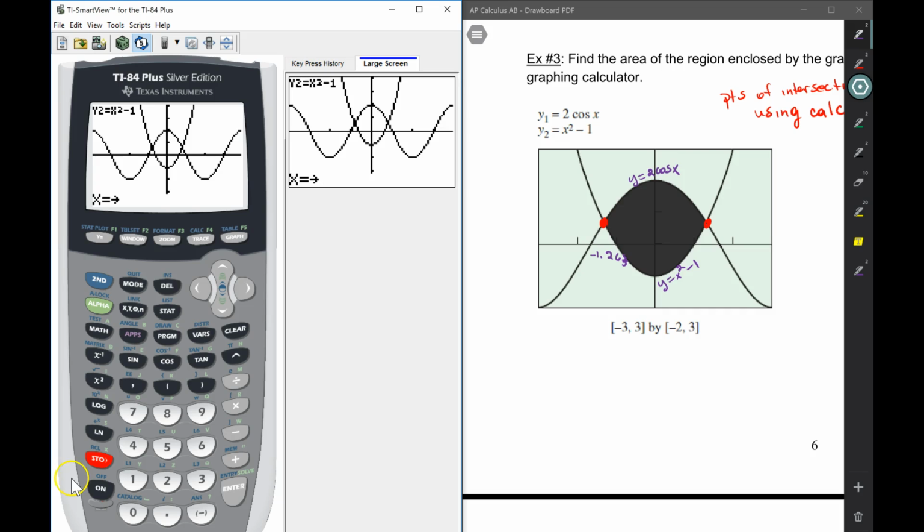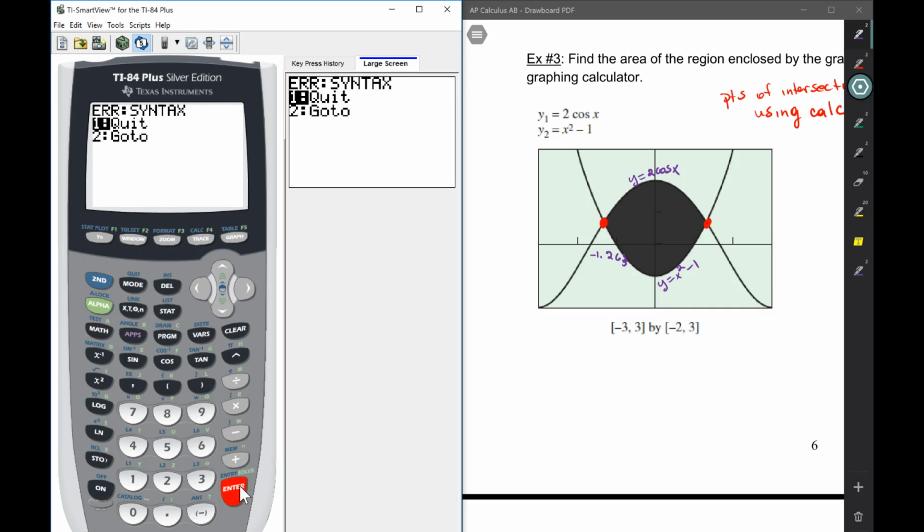You know what we're going to do? We're going to store that value of x as a. So do alpha a. It's right underneath it. Enter.